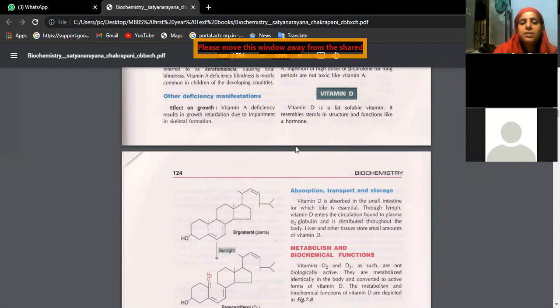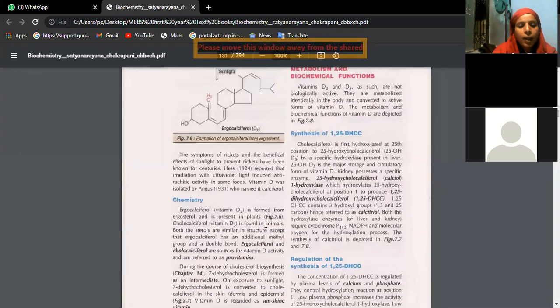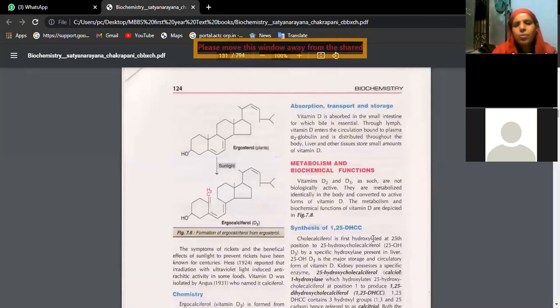Even vitamin D is also considered as a hormone. In the plants we have ergosterol. In the presence of sunlight, you will see ergosterol is converted to ergocalciferol. Chemistry you need not know, but nobody will ask usually.